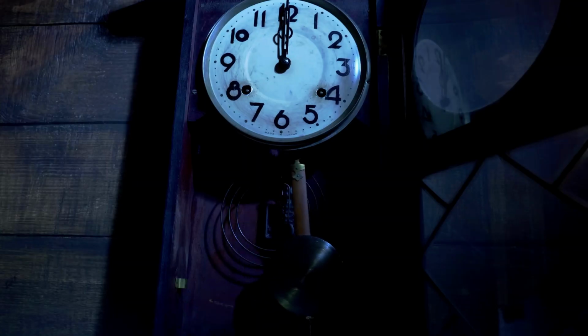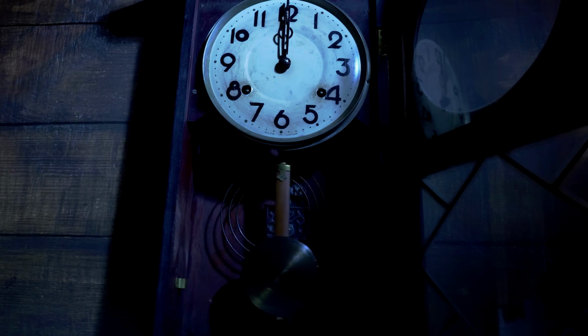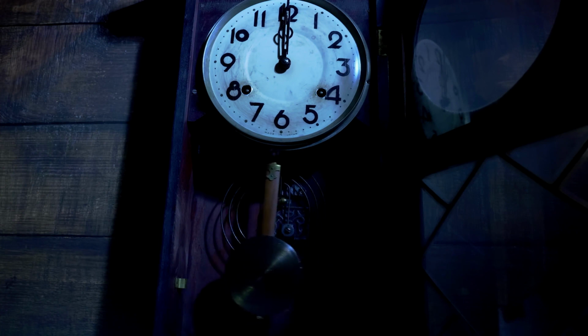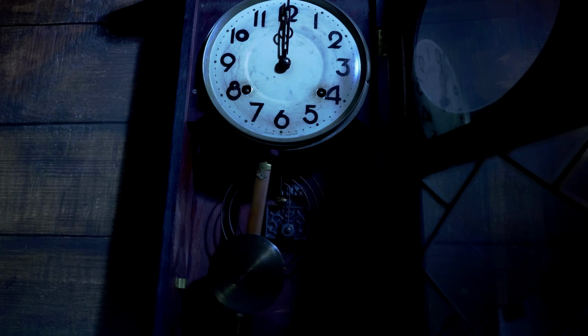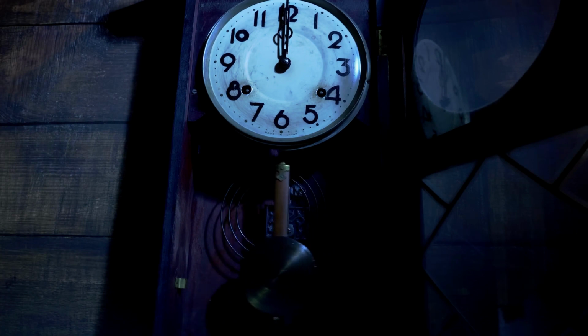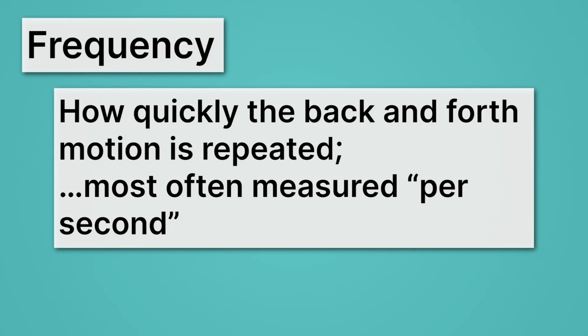Let's take a look now at this clock. The pendulum swings back and forth at a constant rate. In fact, that's how it keeps time, by the constant rate of ticking. How often it swings back and forth is exactly what we mean by frequency. We typically measure that per second. So frequency is how quickly the back and forth motion is repeated, and most often measured in per second.